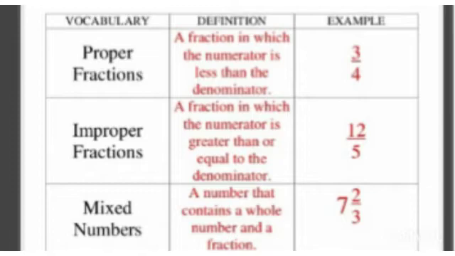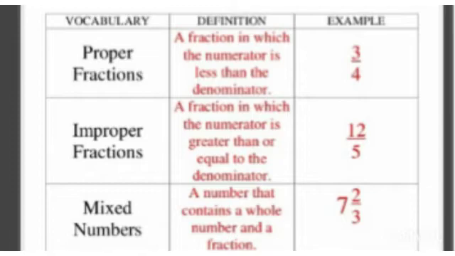Proper fraction. A fraction in which the numerator is less than the denominator is called a proper fraction. Here, 3 by 4 for example: numerator is 3, denominator is 4. So this is a proper fraction. 3 by 4 is a proper fraction.